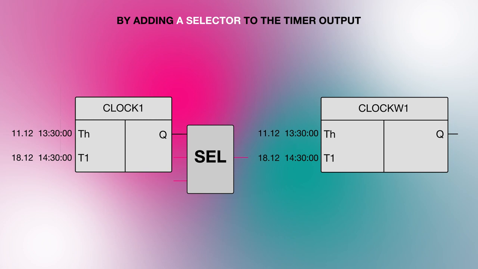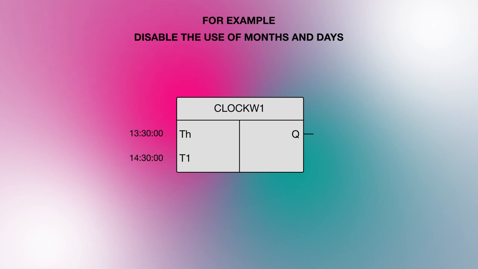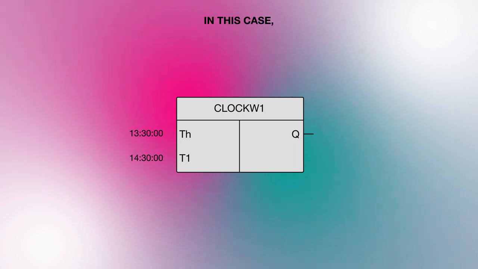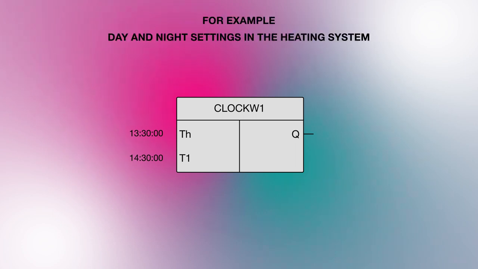Thus, you can implement the choice of summer and winter coefficients, for example, by adding a selector to the timer output. And at the same time, you can also play with the settings and, for example, disable the use of months and days. In this case, you get a timer that triggers daily, and thus you can choose, for example, day and night settings in a heating system.